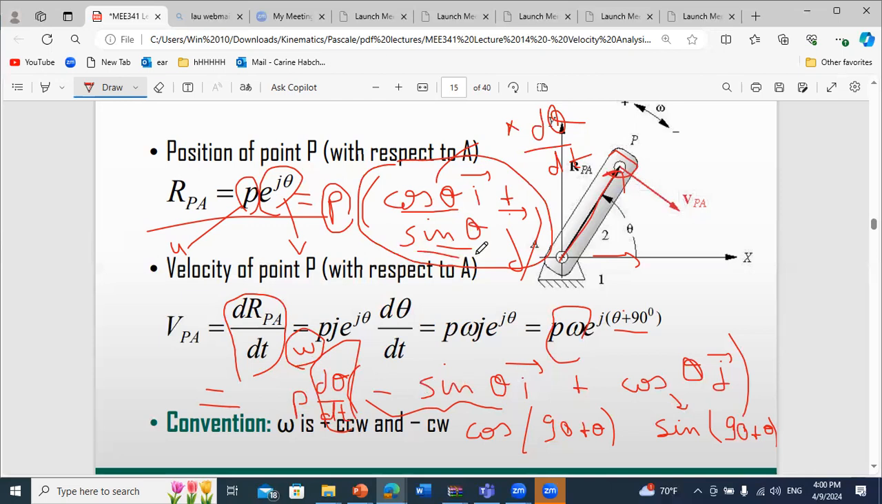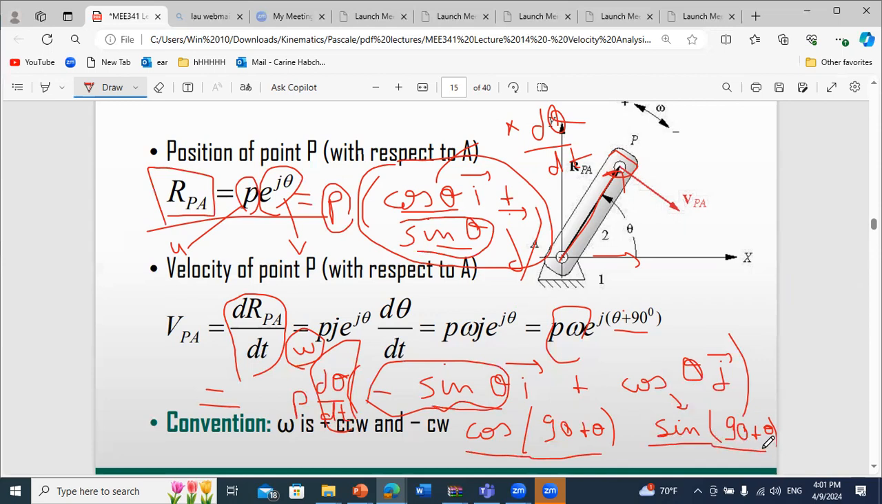And the derivative of this term with respect to theta is plus cosine theta j. So in case the magnitude is constant, the derivative of this vector will be P times omega times minus sine theta i plus cosine theta j. But we know that minus sine theta can be written as cosine of 90 plus theta, and plus cosine theta can be written as sine of theta plus 90.